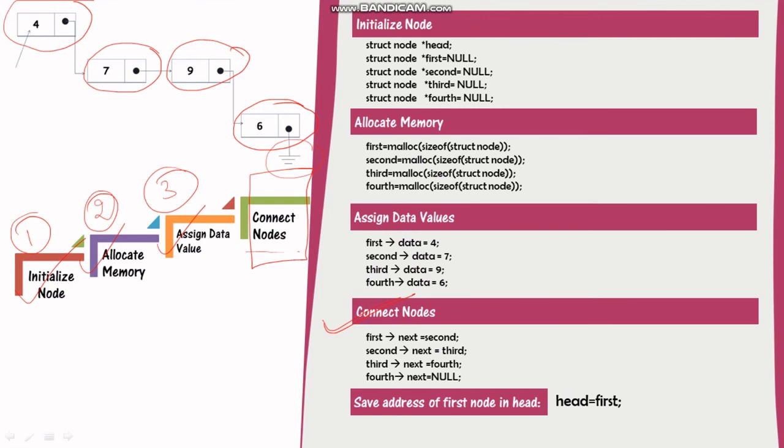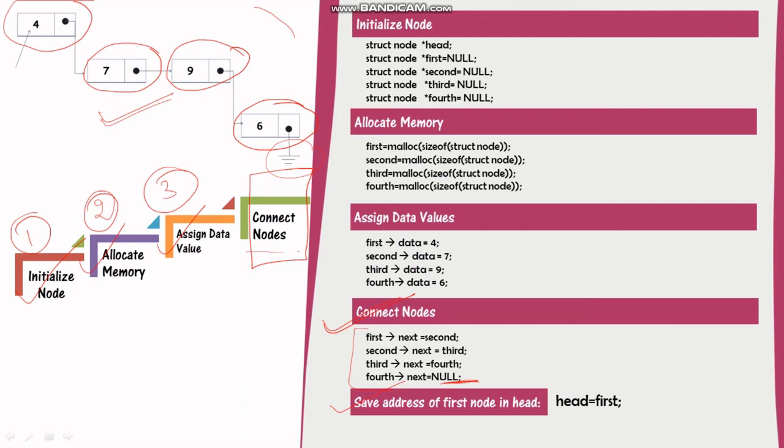If we write the same thing in code format, the next of the first node is pointing to the second, the next of second is pointing to third, the next of third is pointing to fourth, and the next of fourth is pointing to null. Why? Because this is the last node in the list. So we have completed this whole architecture up to now. Now the next thing to do is we have to save the address of the first node in head.